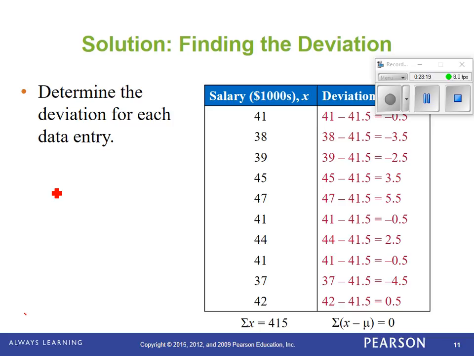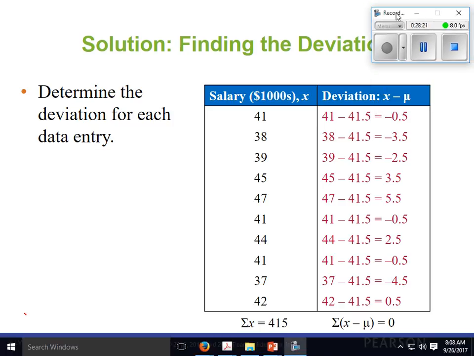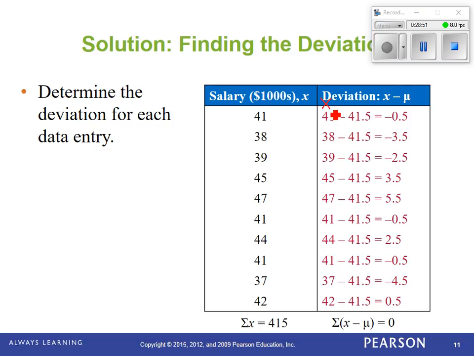To find the deviations, we just take each number. So we had 41 as our first number. 41 minus the mean gave us a negative 0.5. You've got to keep your signs. 38 minus 41.5 is negative 3.5. 39 minus 41.5 is negative 2.5. All the way down this list, they just subtracted the x minus the mean. This is your x's, all your data pieces. This is your mu, or your mean.